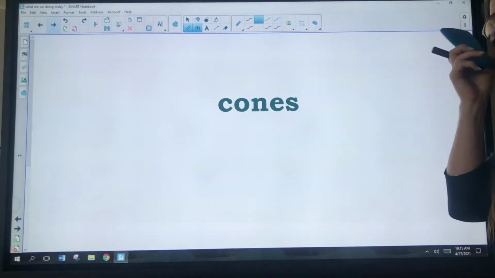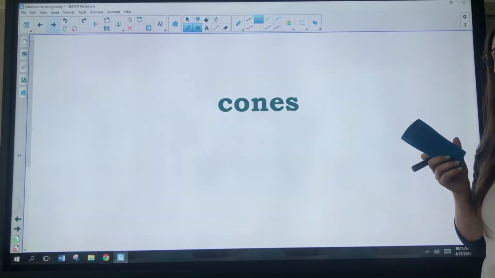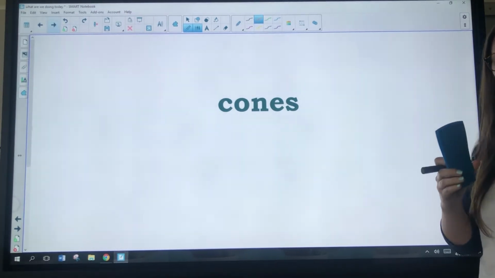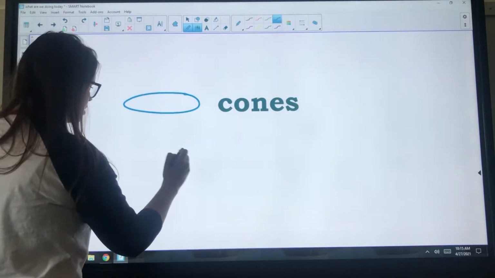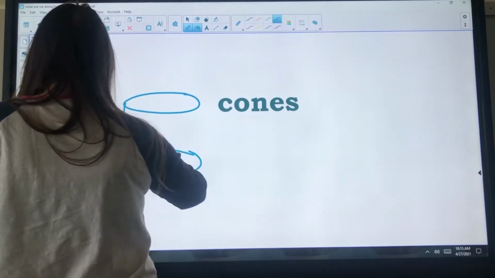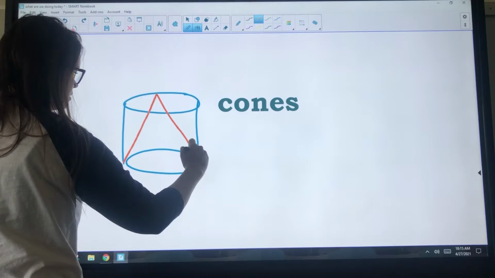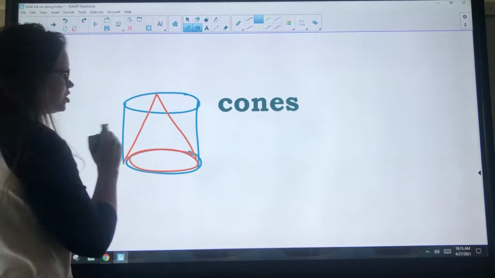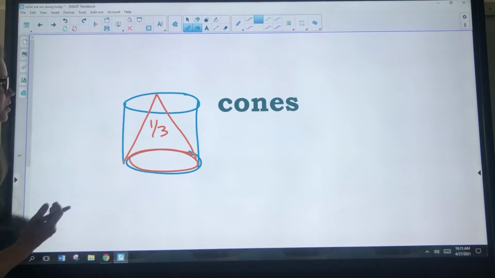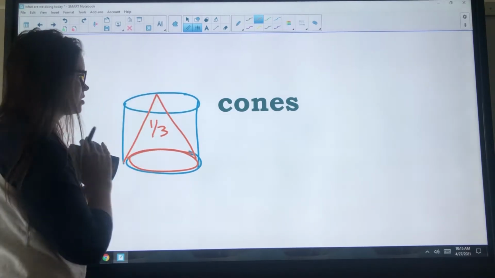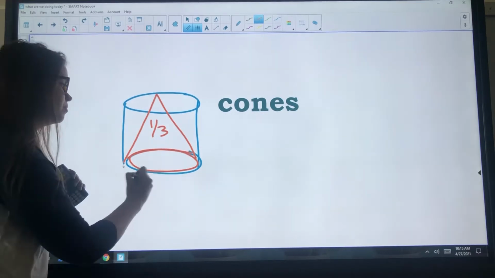It's cone day. Cone comes after cylinder because a cone fills a third of a cylinder. Let me draw this. If you take a cylinder and put a cone inside, it will take up exactly 1/3 of the space. Little fun fact, which makes sense because there's all that space and all that space. A cone fills up 1/3 of a cylinder of the same size.